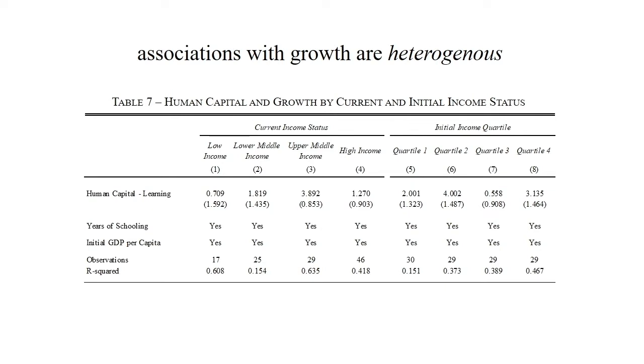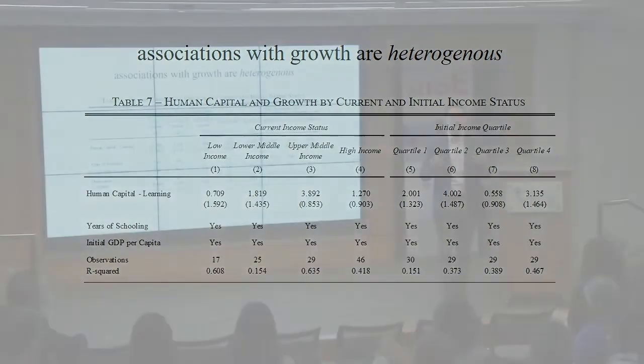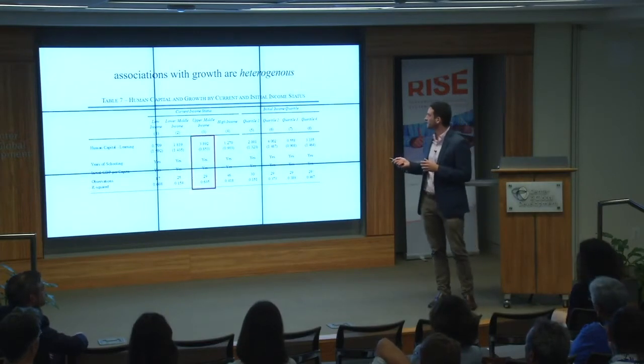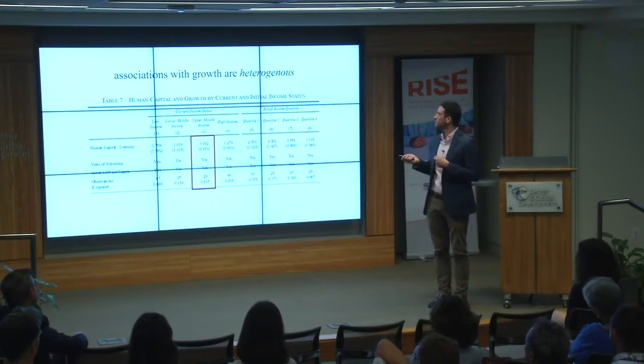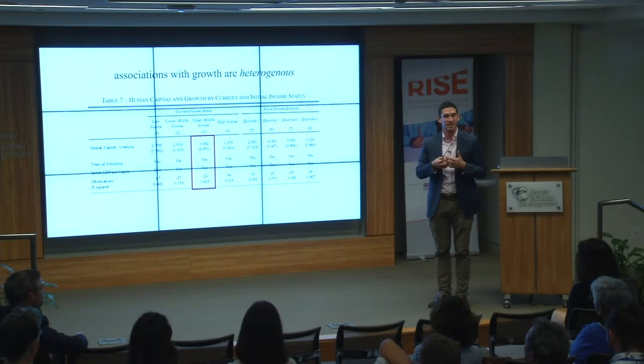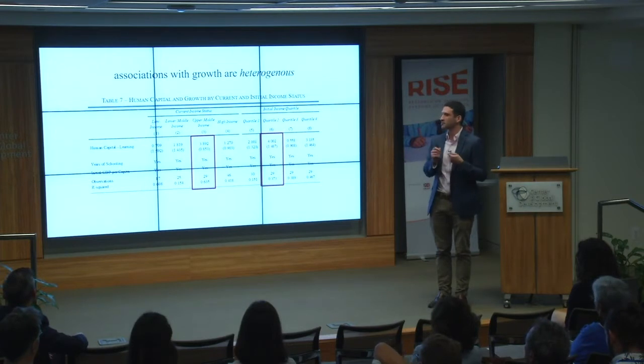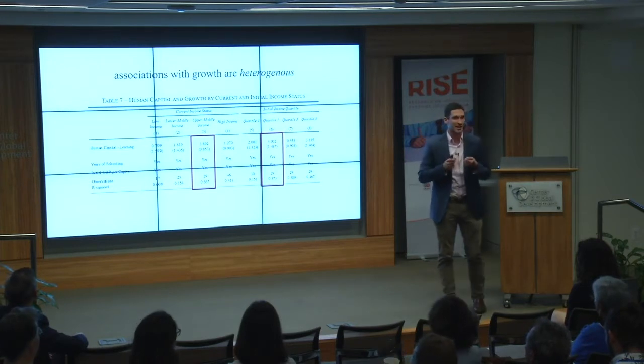These associations are heterogeneous. One of the nice features of the database is because it's much larger, you can actually get some heterogeneity because you're not just looking at 5 countries, you're looking at a decent chunk. And so we find some interesting trends here. This is just one. We see that the association with growth for current income status is highest on currently upper middle income countries. And looking at initial income quartile at the beginning of this period, it's that second quartile.